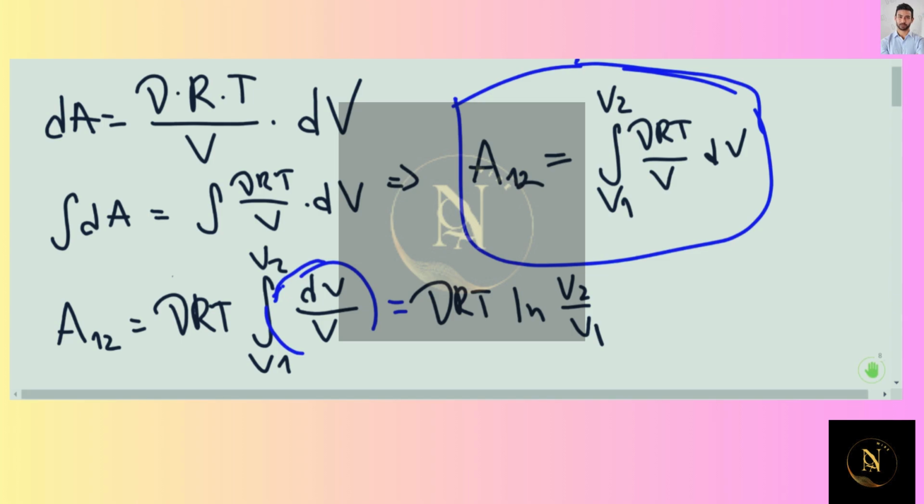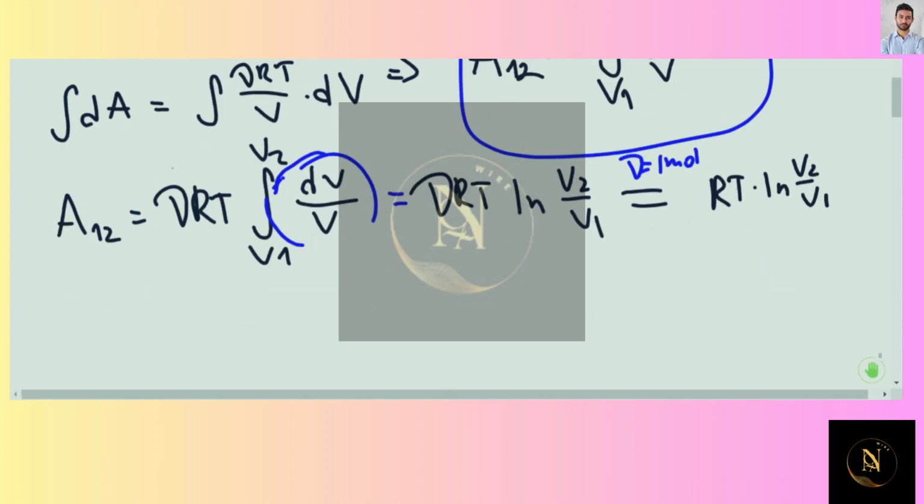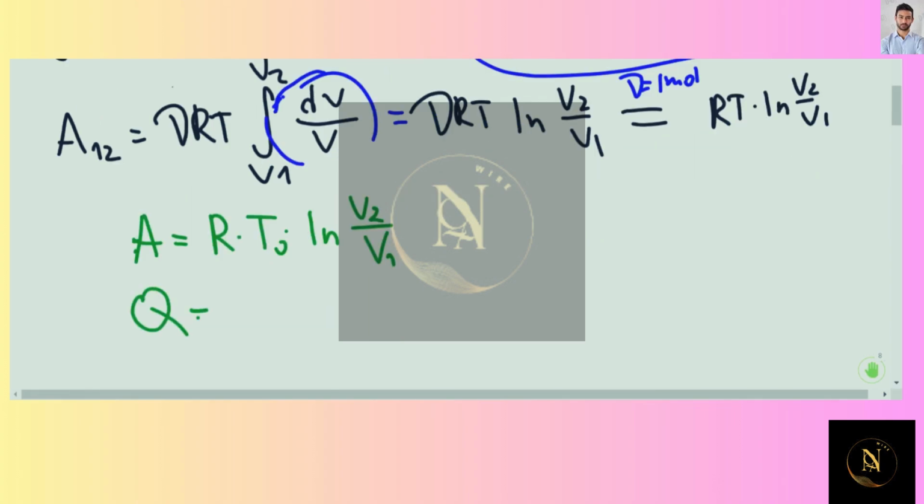And as we know, nu is 1 mole, as said in the task, therefore work equals RT multiplied by natural logarithm of V2 over V1. So let's summarize it again. Work done by the gas equals gas constant multiplied by temperature, in this case T0, multiplied by natural logarithm of the final volume over the initial volume. And the amount of heat transferred to the gas equals its work. So it is the same.